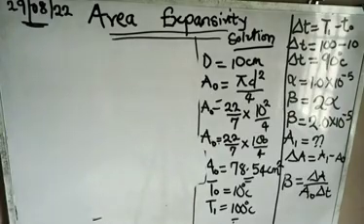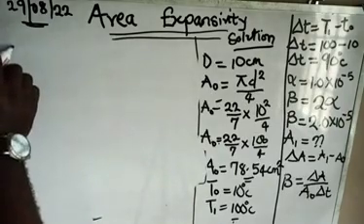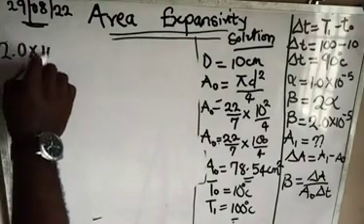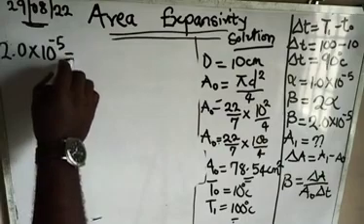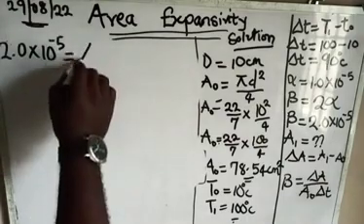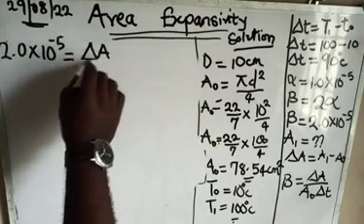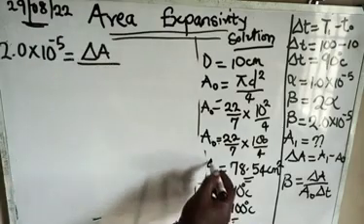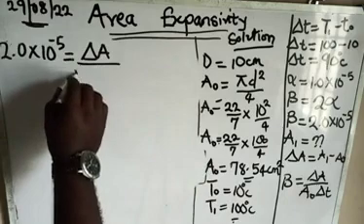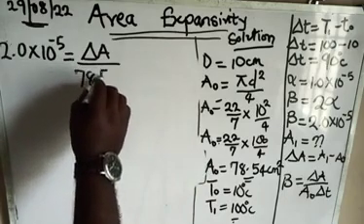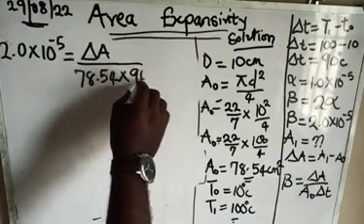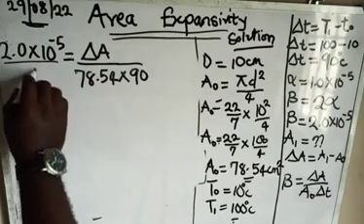We have beta equals 2.0 times 10 to the power of negative 5. What's the change in area? We don't know for now. What's the original area? That's 78.54. Times what's the change in temperature? 90. I can call this one all over 1.